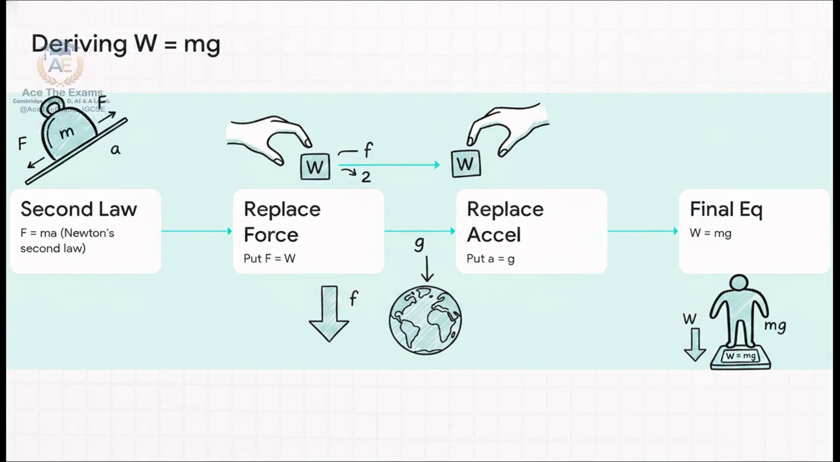W equals mg is actually a brilliant little adaptation of Newton's second law, F equals ma. Watch this. We take force, F, and replace it with weight, W. Then we take that generic acceleration, a, and replace it with the acceleration of free fall, or gravity, g. And just like that, the result is W equals mg.